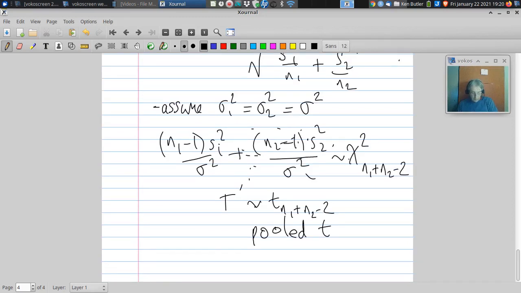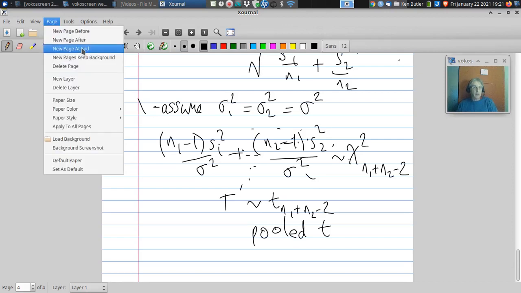So what we do is we do something different. Now I'm going to do a little bit of pre-work just to get this organized. And for that I'm going to need another page. New page at end.